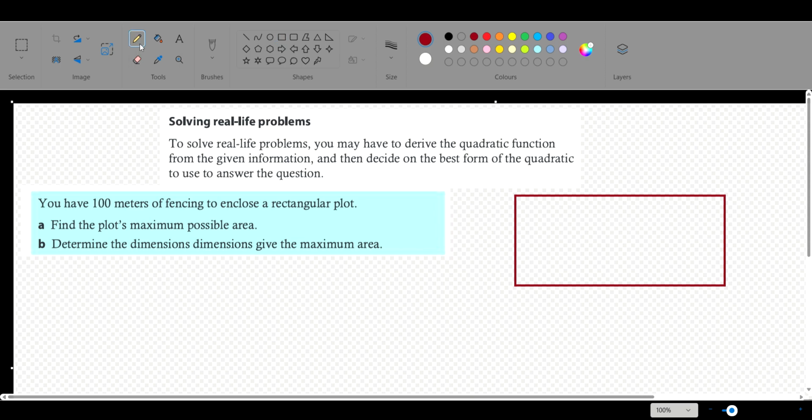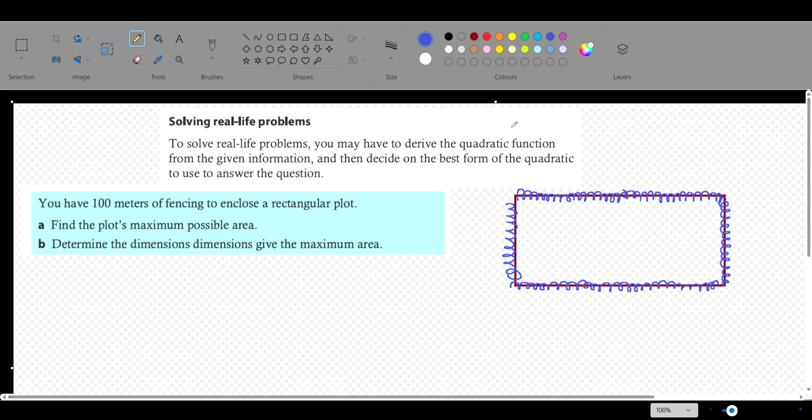We'll start with drawing a rectangle. So my rectangle is drawn, and what other information do I have? The information is 100 meter of fencing. It means what? This rectangle is fenced from outside, and that fencing length is nothing but 100 meter. Right? Are you getting this? So this fencing length is 100 meter.